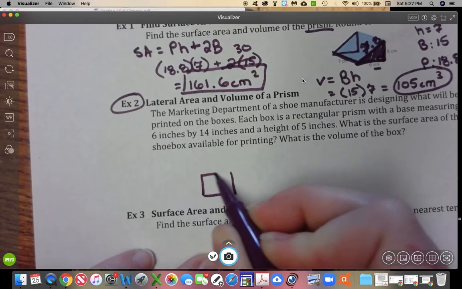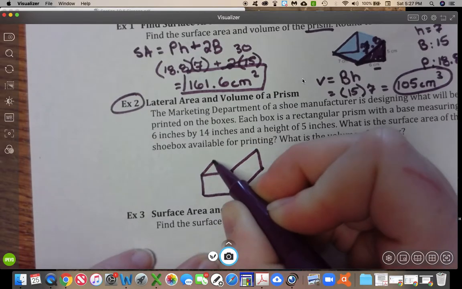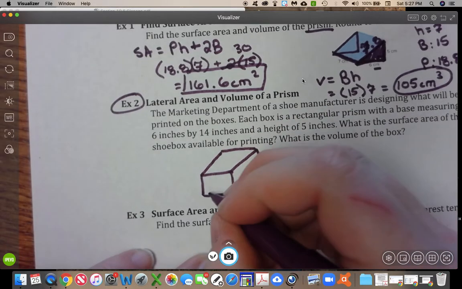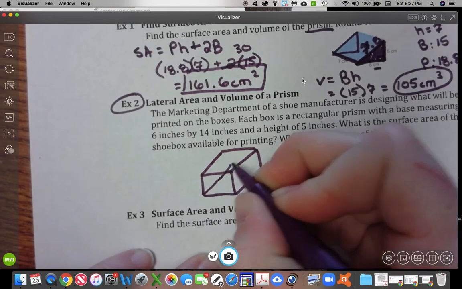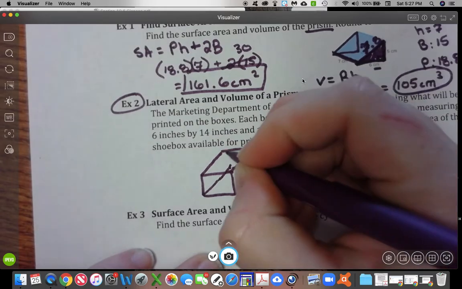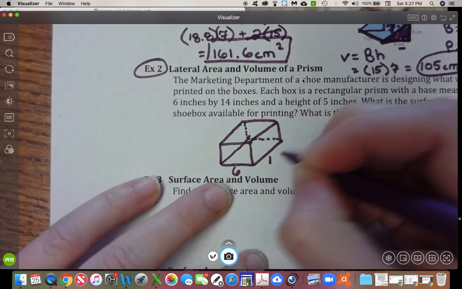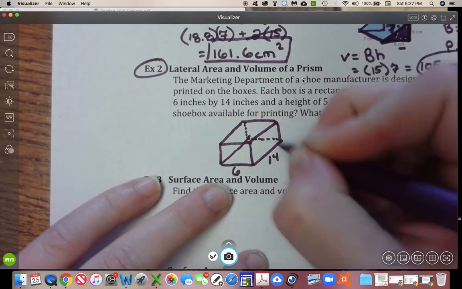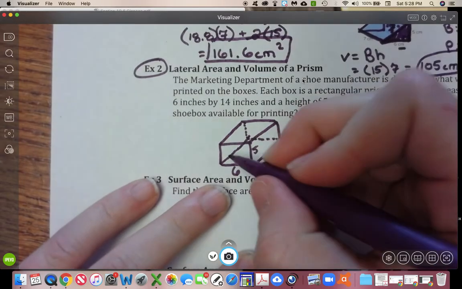Let's do this. And I draw boxes all the time, so if you're wondering how the heck do you draw them like that? Well, that's because I've been doing this forever. I should do dotted lines in the back. There we go. Okay, so it is 6 by 14 and 5 units tall. That's what he will look like. Okay, so here's the front of my box, the bottom of my box, etc.